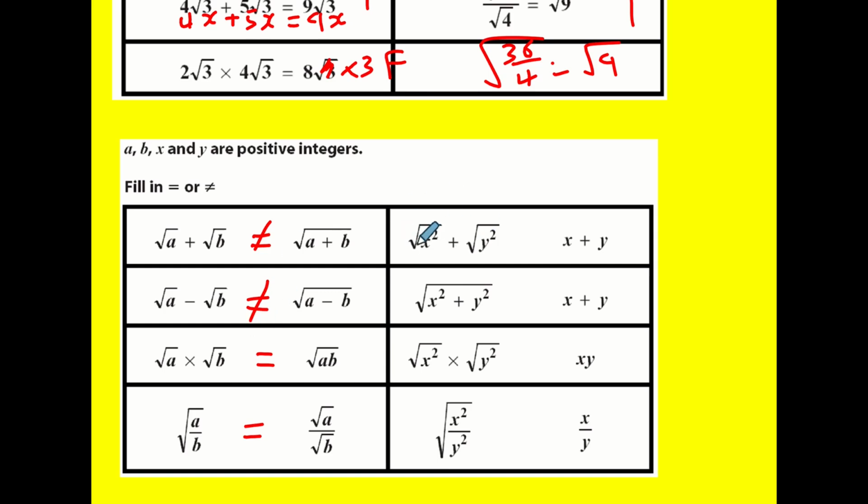Here, well, the root of x squared is x, and the root of y squared is y. So actually, this one's going to be equal. But as soon as you put the root around the whole thing, it is not equal. And you could write some numbers down and see that that is the case. This one's true. It's going to be x times y. And this one is also true because you can put the root around x squared, the root around y squared. They're equal. But I'd say this is the one to be careful of. I see people make this mistake.